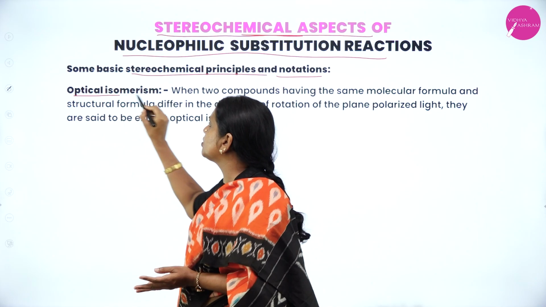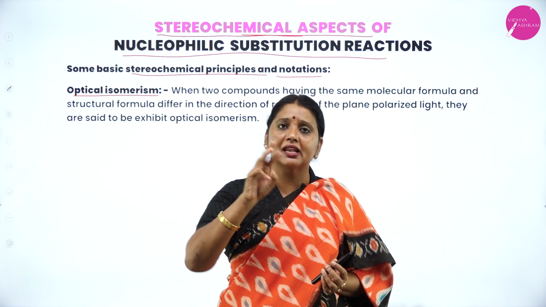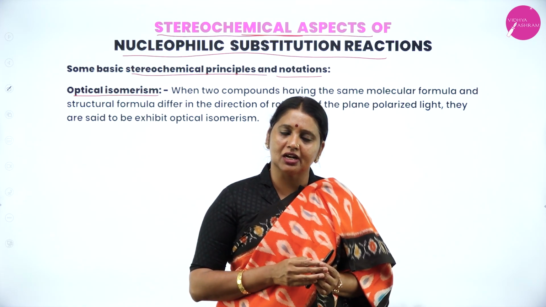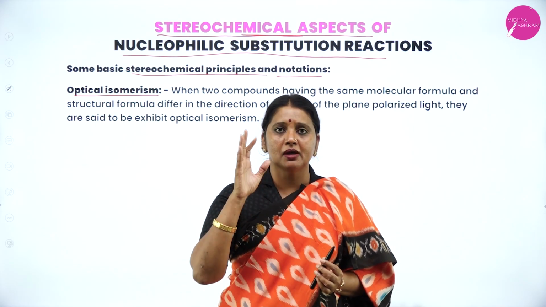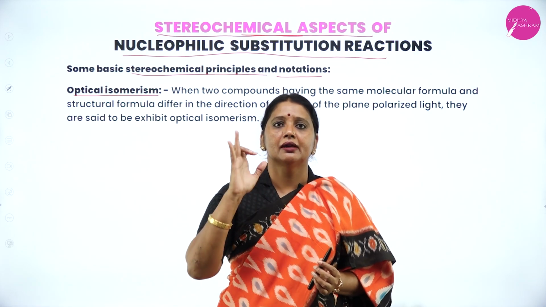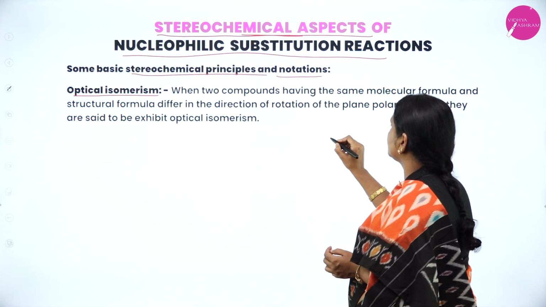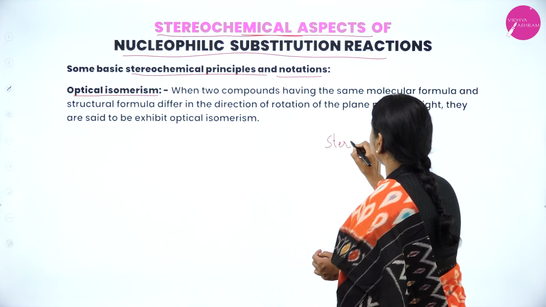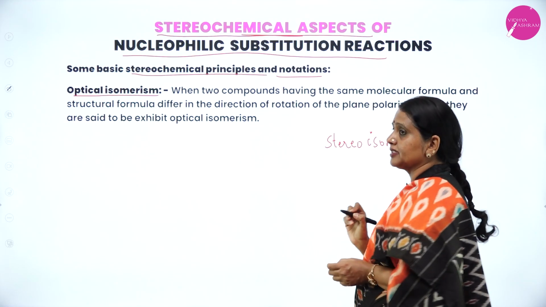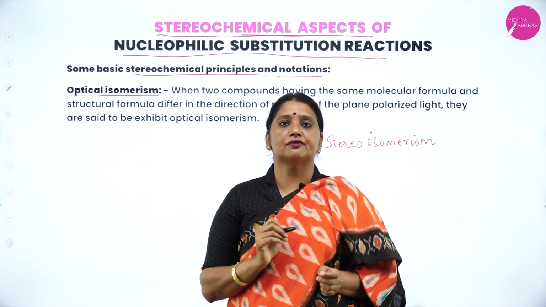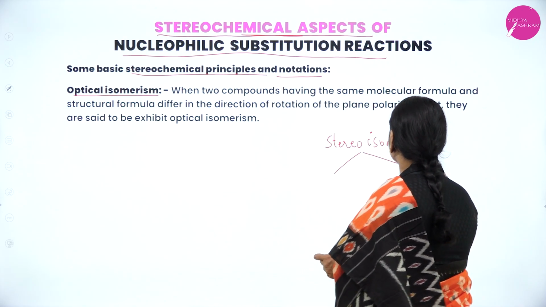First, optical isomerism. You know about isomerism; in first PUC you studied it. In isomerism, there are two types: structural isomerism and stereoisomerism. In structural isomerism, there are 5 types: chain isomerism, position isomerism, functional isomerism, metamerism, tautomerism. The second type of isomerism is stereoisomerism. How many types of isomerism? 2 types: structural isomerism as well as stereoisomerism. In stereoisomerism, there are 2 types.